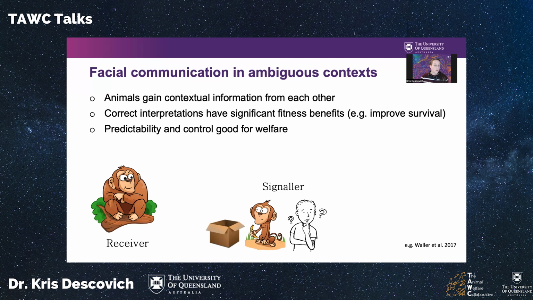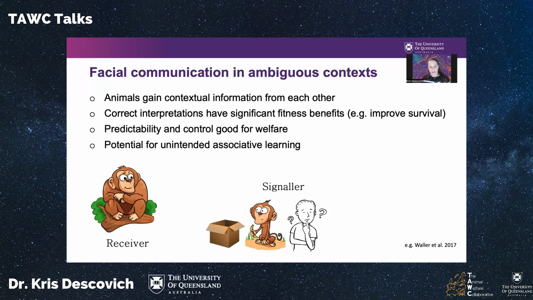So this is important because what we know for animal welfare is that animals that are in very unpredictable environments, but particularly when that unpredictability is related to unpleasant events, we know that can be very detrimental for welfare. So often improving predictability of the environment and control that the animal has over their environment can be very good for welfare.